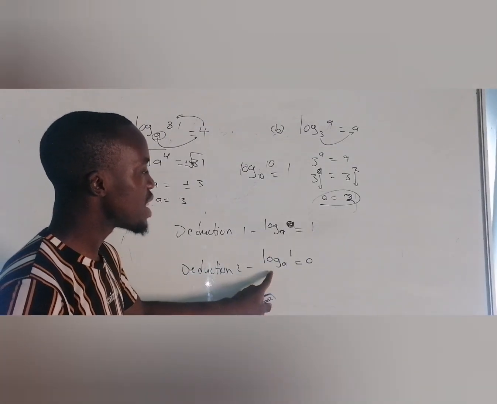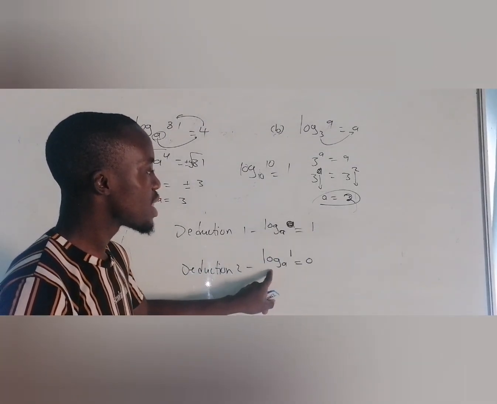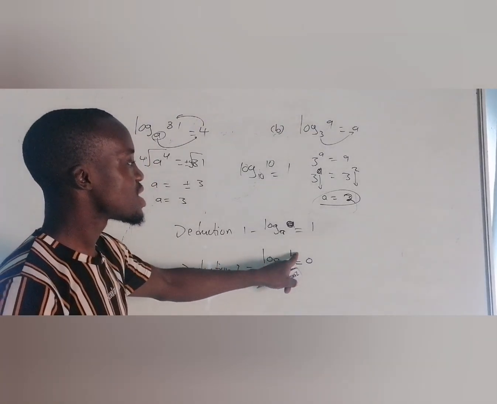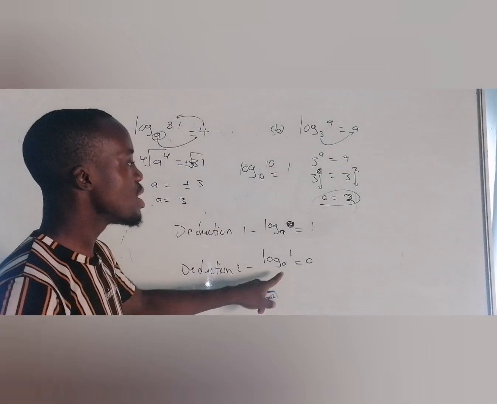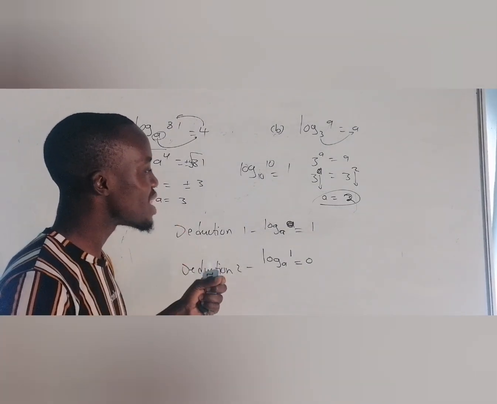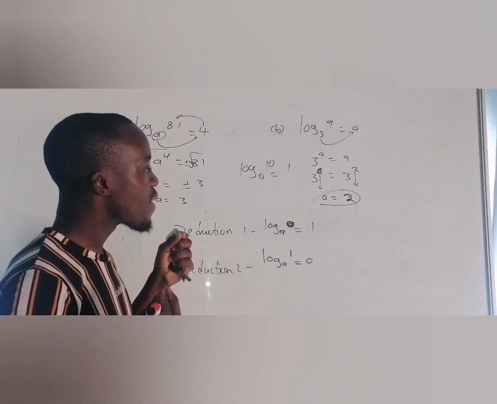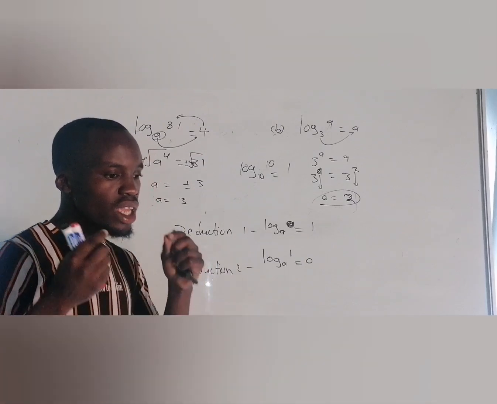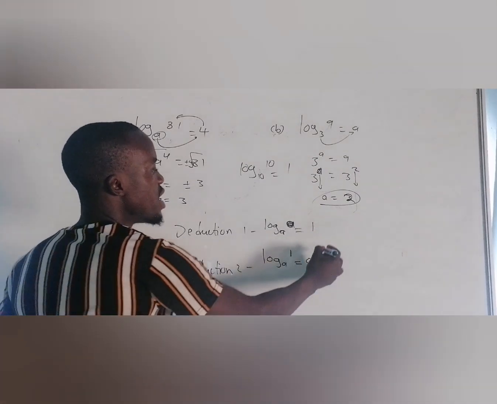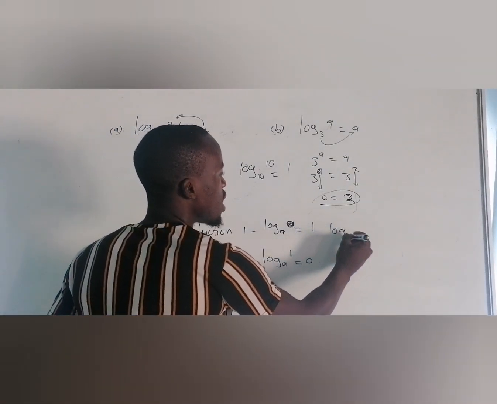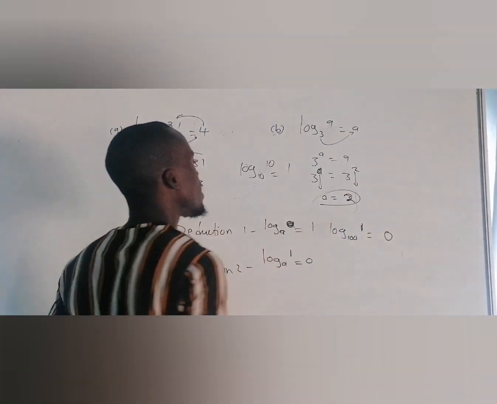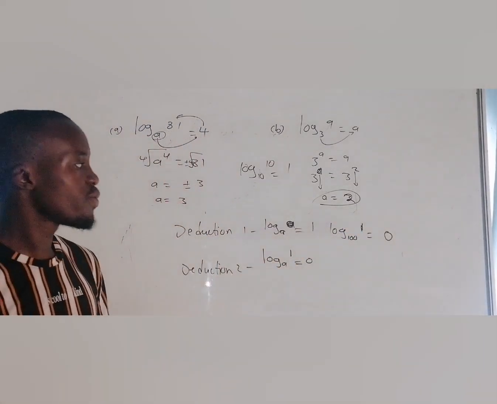But now if you are given the log notation, seeing that the exponent is 1, we don't care what the base might be, but if the exponent is 1, the answer will always be 0. So it's very important for you to know that, guys. For example, if you are given log 1 base 100, the answer will always be 0. So it's very important for you guys to know this.